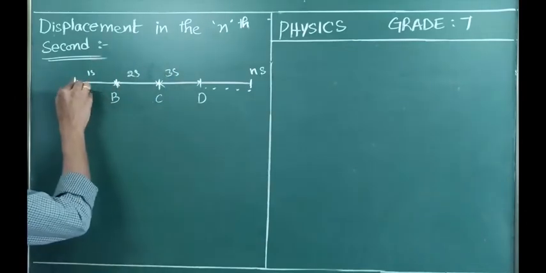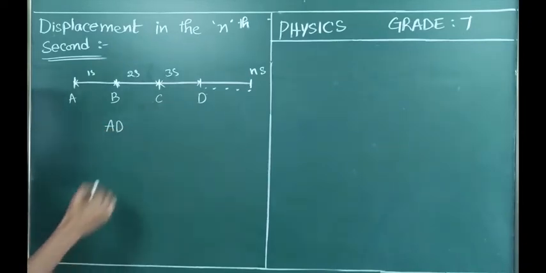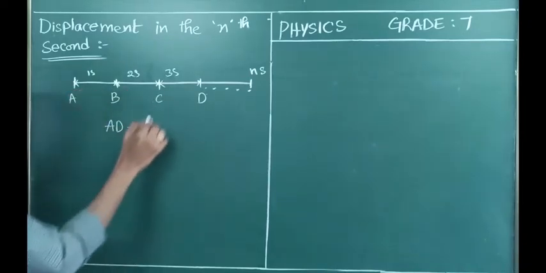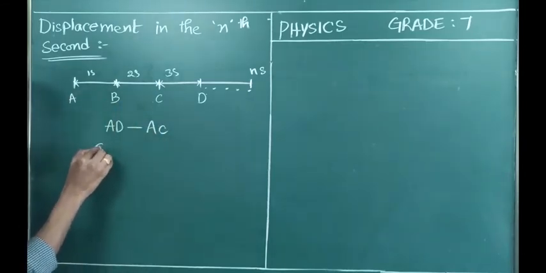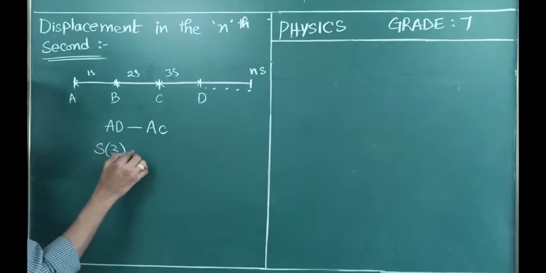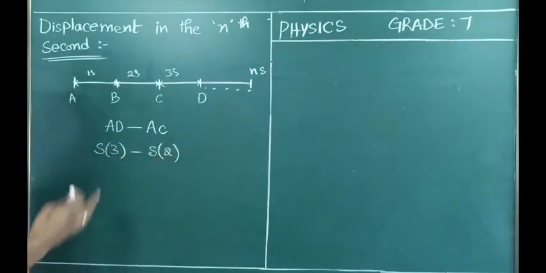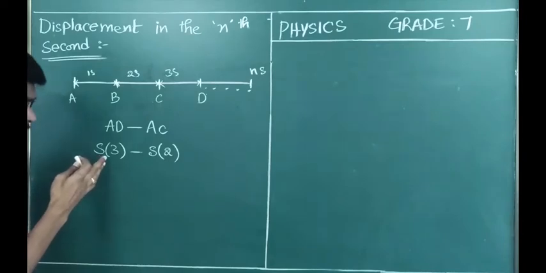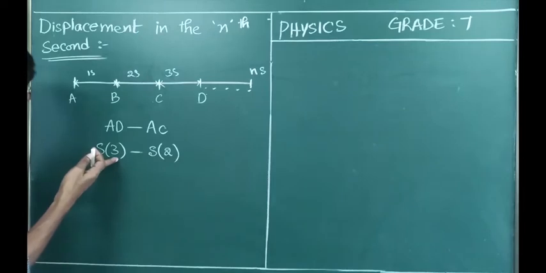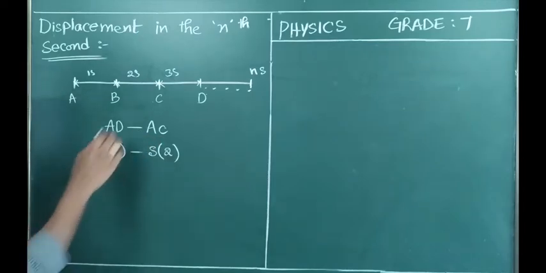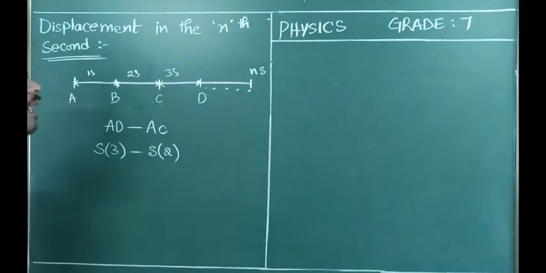So here, from A to D, total displacement, minus A to C. Total displacement travelled for 3 seconds minus total displacement travelled for 2 seconds. If we subtract displacement travelled in 2 seconds from displacement travelled in 3 seconds, then we will get the displacement travelled in the particular third second.